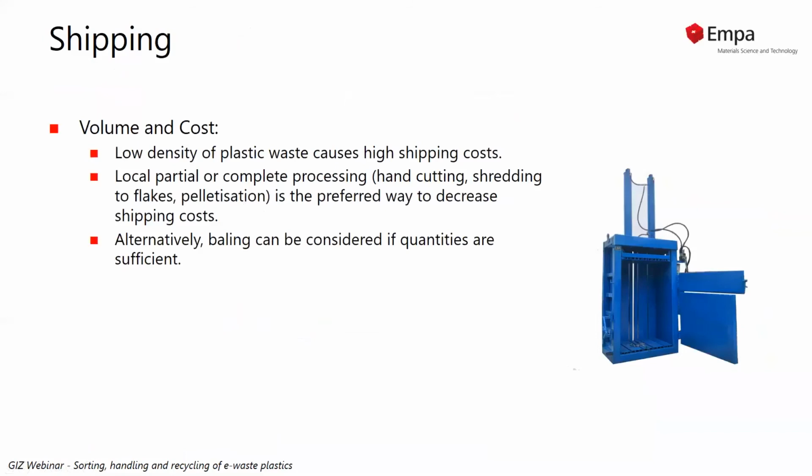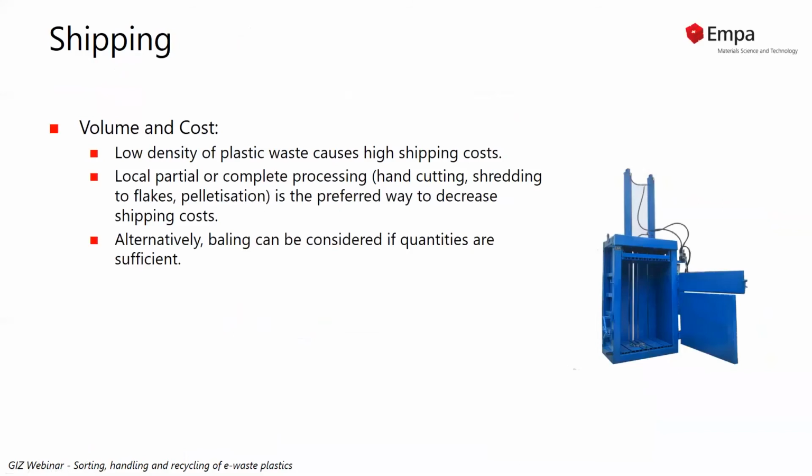One is certainly shipping, where you have a volume and a cost issue. Plastic waste, especially whole housings, has a very low density, which translates to very high shipping costs. So the challenge is to keep shipping costs low enough that you're still able to render a profit. And there are two ways to do that.